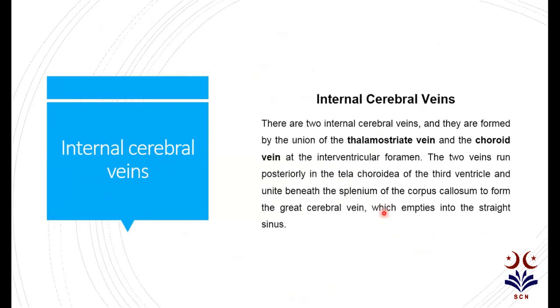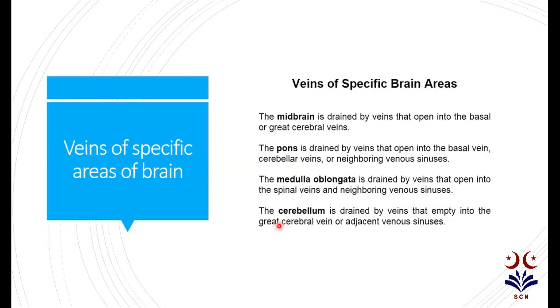So that is the internal cerebral veins. They are the two internal cerebral veins, and they are formed by the union of the thalamostriate vein and the choroid vein at the interventricular foramen. You've studied the ventricular system, and you know what the interventricular foramen is and where it is. The two veins run posteriorly in the tela choroidea of the third ventricle and unite at the splenium of the corpus callosum to form the great cerebral vein, which empties into the straight sinus.